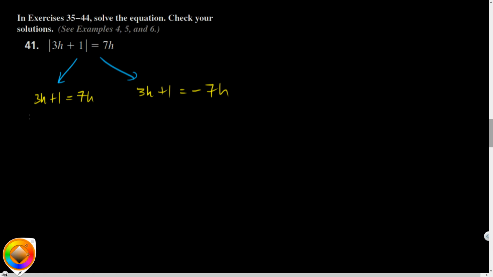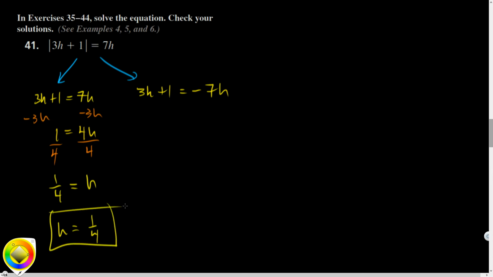There you go. So now I could solve each of these separately. Over here, I'm going to bring the 3h over here. So I'll get 1 equals 4h. And now what would I do to get h? Yeah, guys, are you feeling it? I've trained you. You guys have become a pack of algebra ninjas.